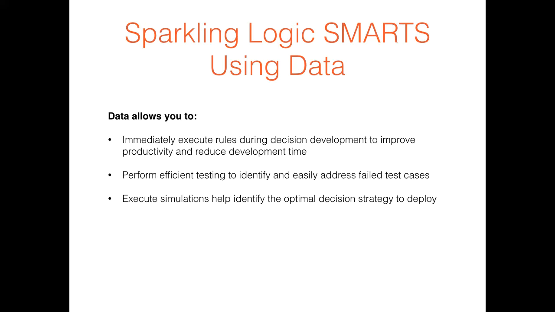Data is used during development so you can execute the decision at any time as you write rules. This helps you find errors faster and reduces development time. During testing, you can easily identify and address failed test cases, and you can execute simulations to perform impact analysis and strategy comparisons so you can determine the optimal decision to deploy.